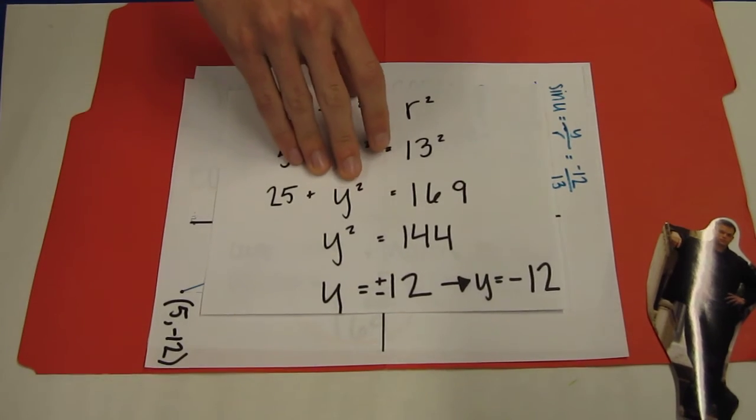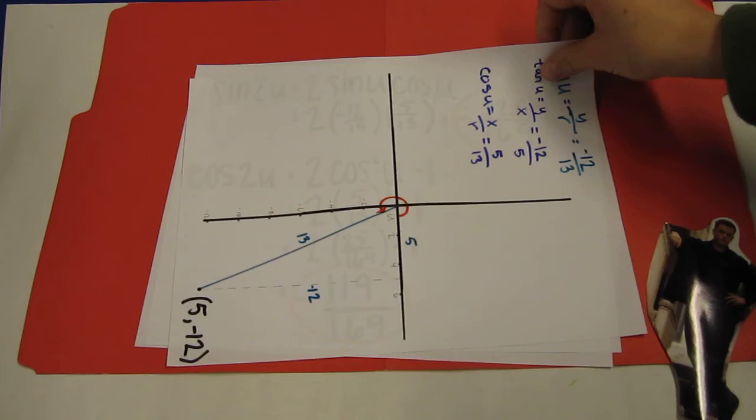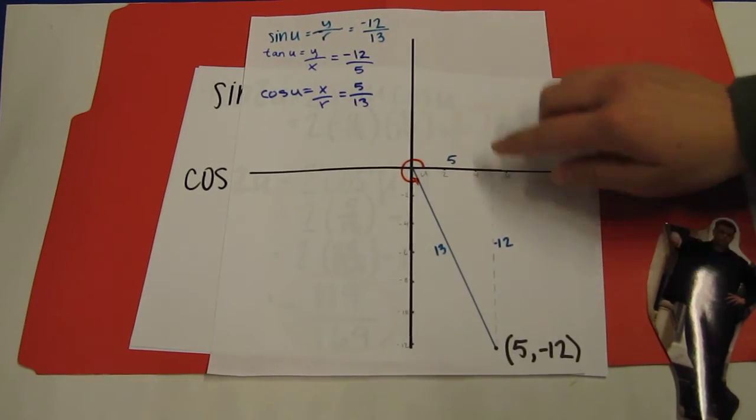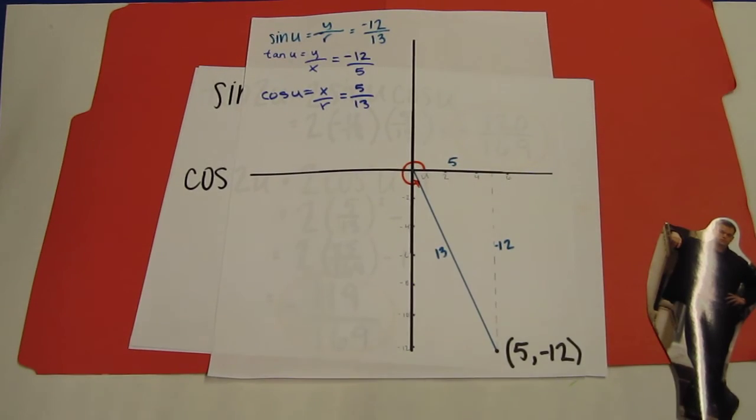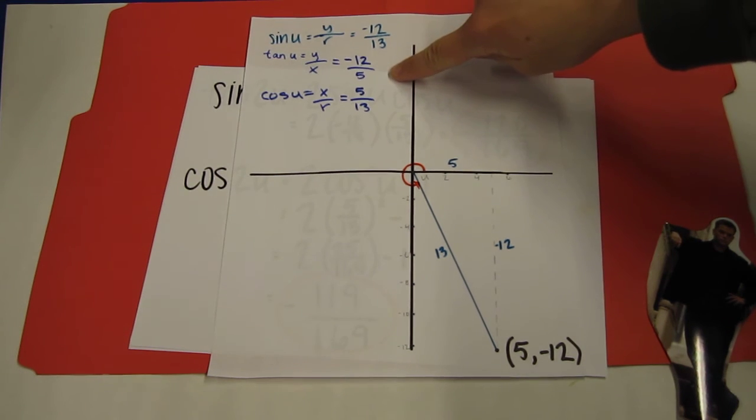Because angle u is between 3 pi over 2 and 2 pi, the point must be in quadrant 4, making y a negative number. So y equals negative 12. Then we plot the point 5, negative 12, and complete the triangle. Using the triangle, we find that sine of u equals negative 12/13 and tangent of u equals negative 12/5.